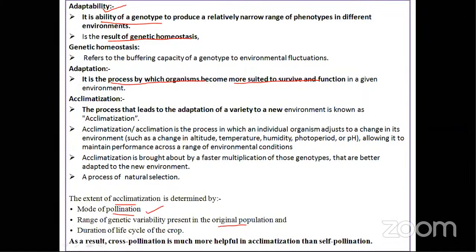After that, what they're telling is that, as a result, cross pollination is much more helpful in acclimatization than self pollination. If cross pollination is present, meaning there is enough variability, the plant may survive. But no need to bother about this particular point, it is not that important. I just got a statement, so I put it here.